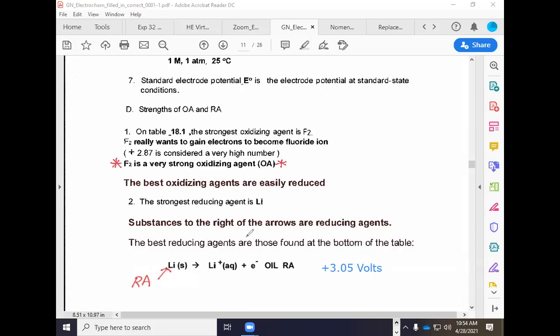So I want to look at lithium solid. I look at the table, I see that according to the table, I need to reverse what's on the table so that I can look at it as a reducing agent. When I do that, I have to change the sign of what's on the table. And we know that a plus volt is good. So this shows you this plus 3.05 volts. That shows you lithium solid really wants to go to lithium ion, like a lot.